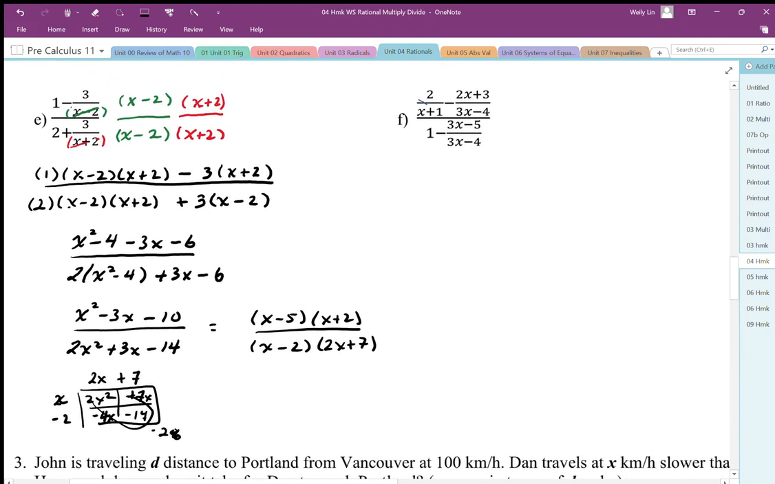We do need to state restrictions, so x cannot equal anything that ends up in the divisor, so plus or minus 2. We also have a divisor here, and our final answer, so x cannot equal negative 7 over 2. Okay, so that's our restrictions. That's our final answer over here.